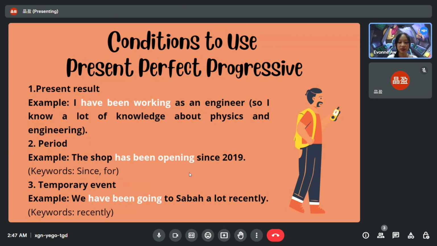In this condition, keywords can be identified as since and for. And the last one, temporary event. For example, we have been going to Sabah a lot recently. The keyword is recently.